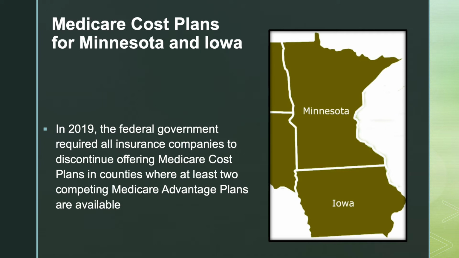In 2019, the federal government discontinued the use of cost plans in counties where there are competing Medicare Advantage plans. If you live in a county where there were 2 or more competing plans, you should have been given the opportunity to re-enroll in another Medicare plan, either the traditional Medicare plan or a Medicare Advantage plan.